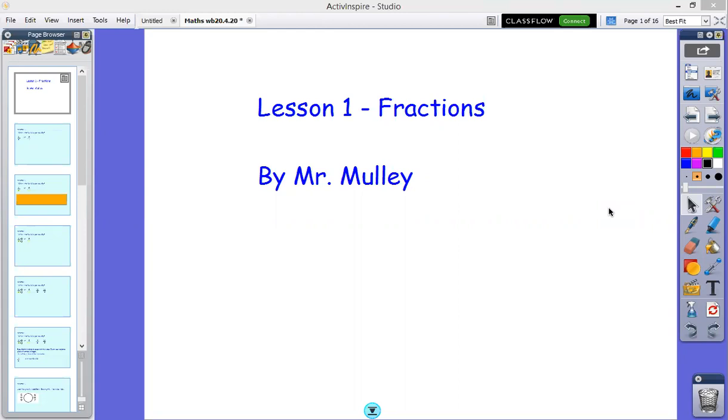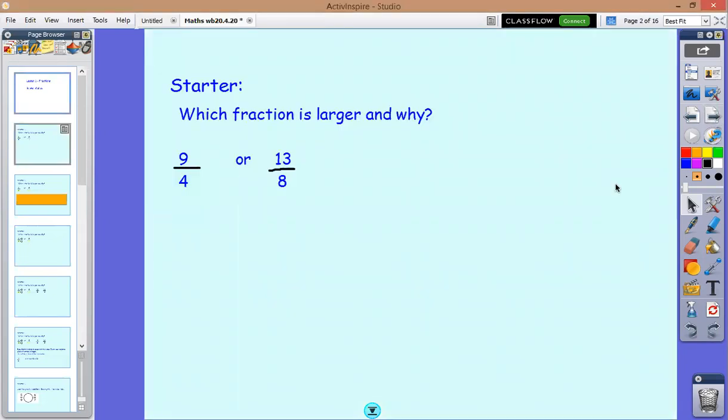It's something that we've done before, but it's a good idea to revisit some of these concepts. So the start of this lesson is going to be which fraction is larger and why. Okay, you can pause at this point to work out the answer, but if you want me to carry on, I'm going to carry on through answering these questions.